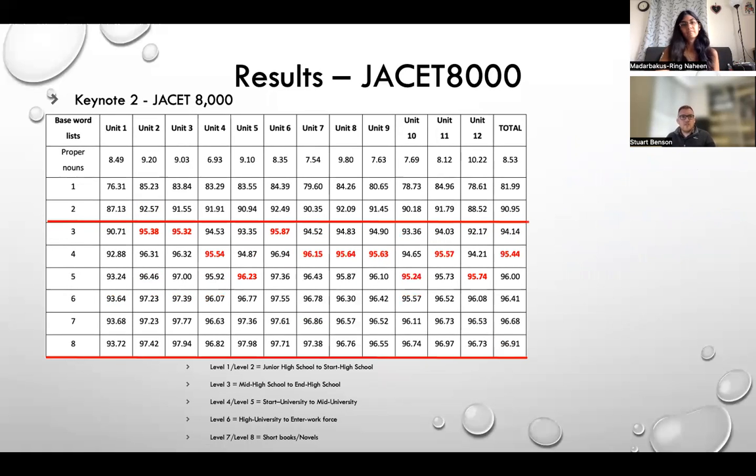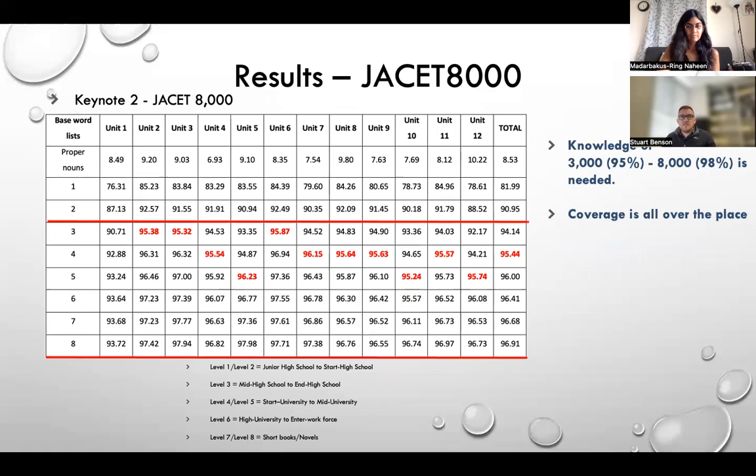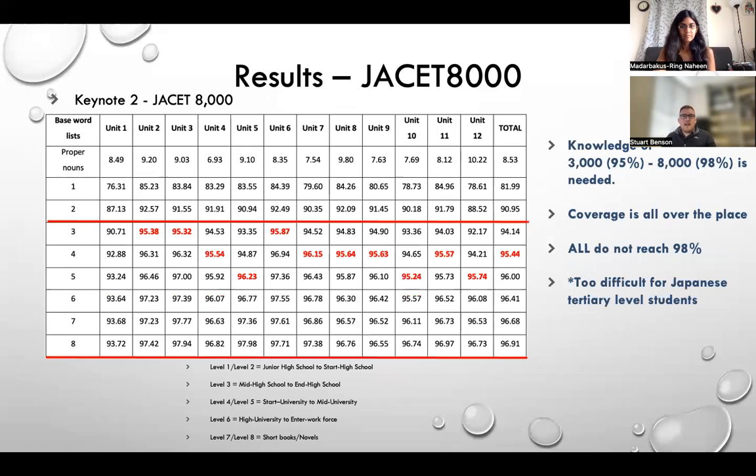Moving on to the Keynote 2 analysis using the JACET 8000. Again, it's 3,000 words for 95% and 8,000 words for 98%. Again, coverage is all over the place, and all do not reach 98%, as you can see from the table. You only reach 95%, but they never actually do reach 98%. So this is for Keynote 2. For Japanese tertiary level students, this is far too lexically demanding, it's quite scary.